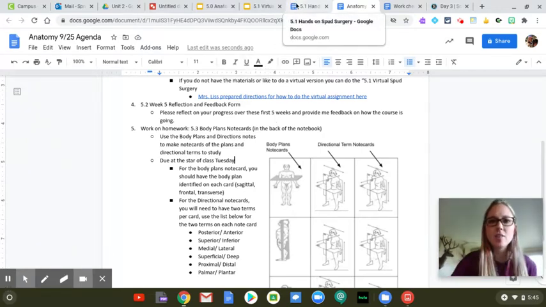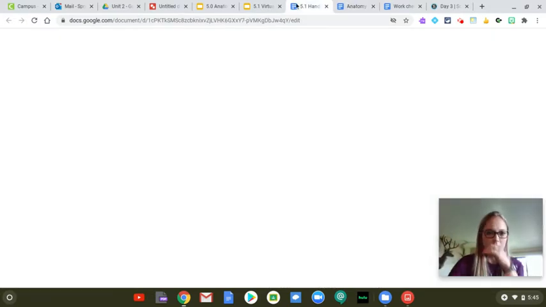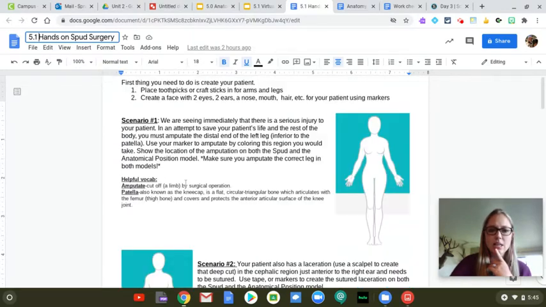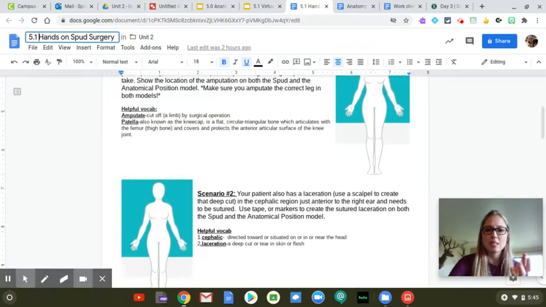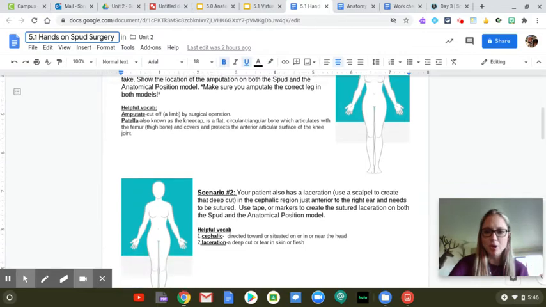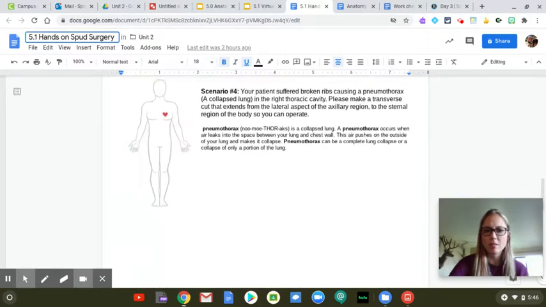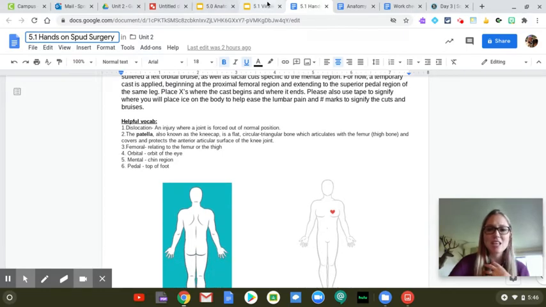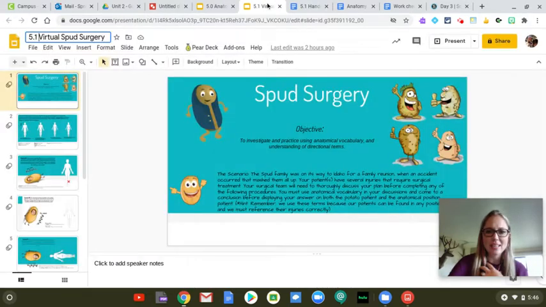So the other thing I wanted to show you guys is kind of what the SPUD thing looks like. And then I also made a work checklist that's going to be on Schoology once I post it. And so this is the hands-on directions. You guys are going to be doing this to a potato, all of these different scenarios, and identifying the different parts and then taking a picture of your final SPUD after you guys have made the cuts. If you do the virtual one, it is a slideshow.